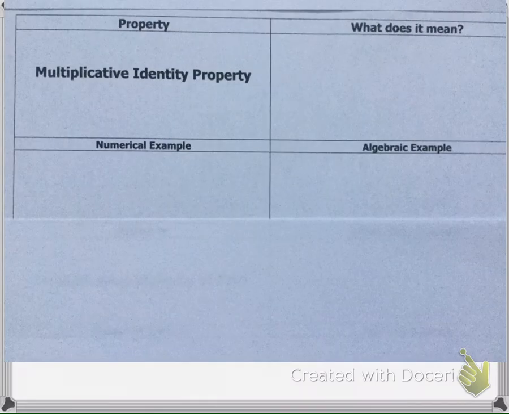Multiplicative identity property is similar. It's when any number is multiplied by 1, the product is the number. Okay, the number keeps its identity.